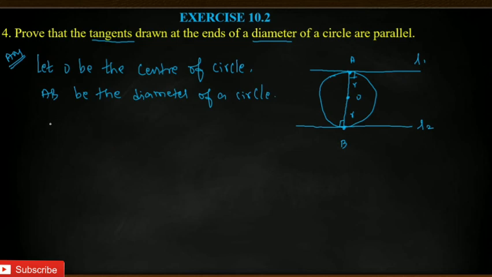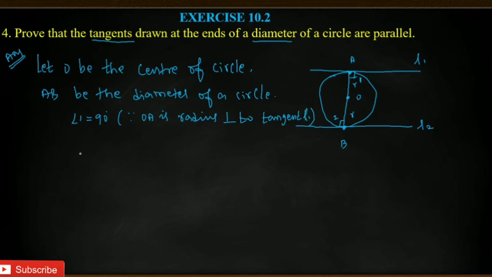So I am writing it here. Simply angle A, otherwise I will give names for better clarity: this is angle 1 and this is angle 2. I am writing angle 1 equals 90 degrees, because OA is the radius, and OA is the radius perpendicular to the tangent L1.